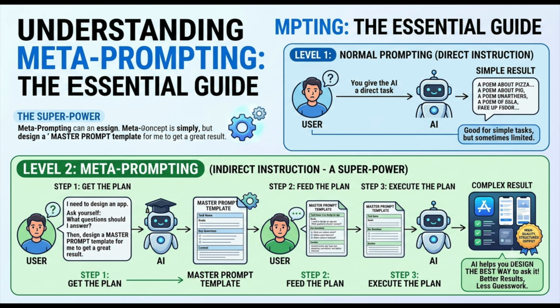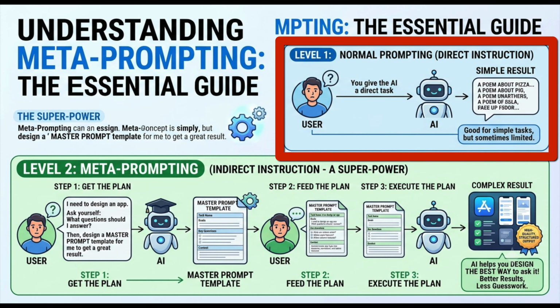Level 1. Using normal prompting or direct instruction. You go straight to the AI and give it a direct task, like write a poem about pizza. The AI gives you a direct, simple response. It's good for quick basic tasks, but the results can sometimes be generic or limited because you didn't give the AI much structure to work with.